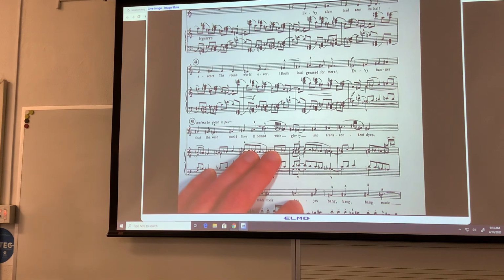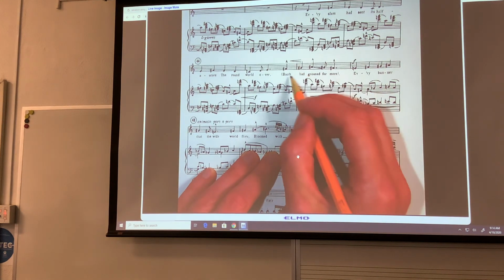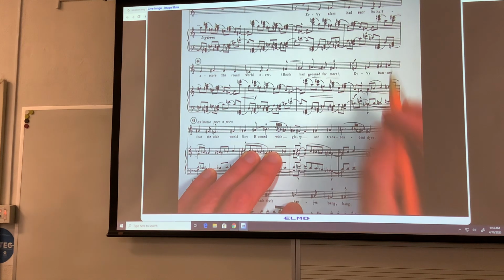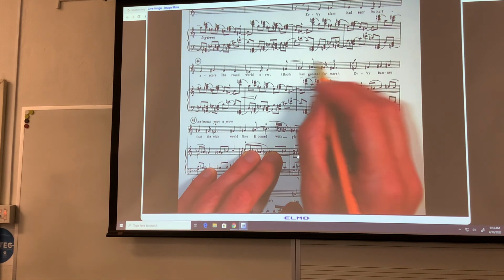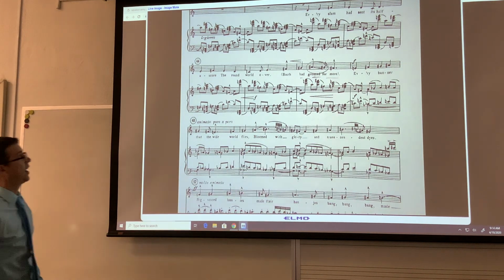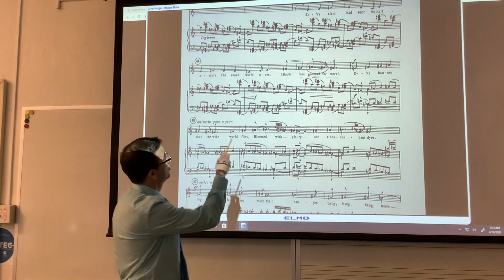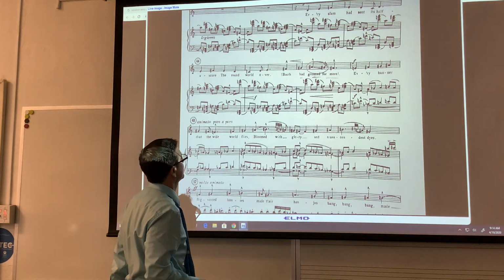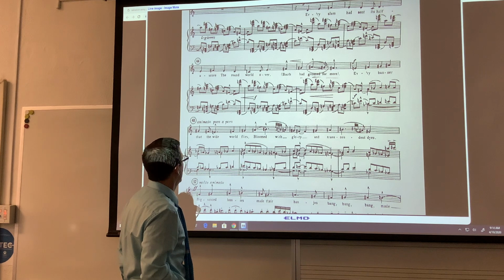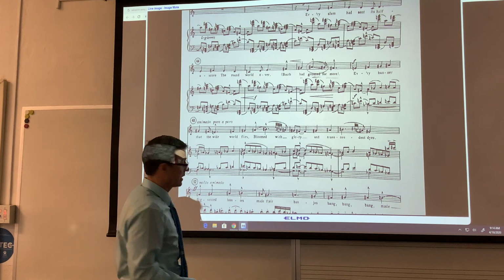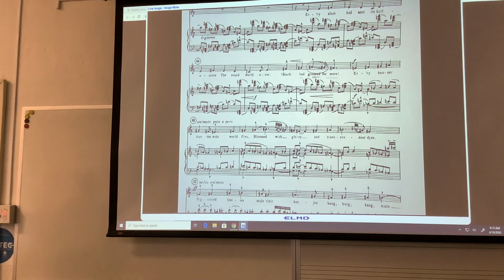Here we get some word painting. "Booth had groaned for more." And look at the groaning. "Booth had groaned for more," right? We've got that glissando. And some other things to point out.